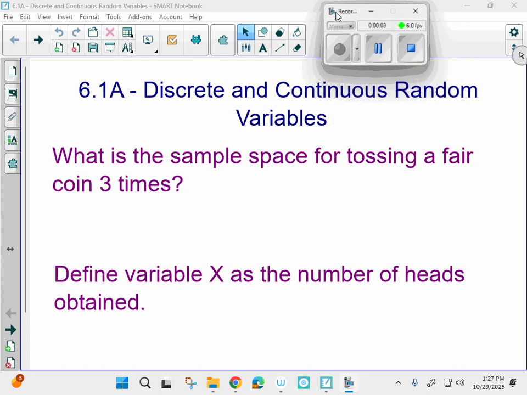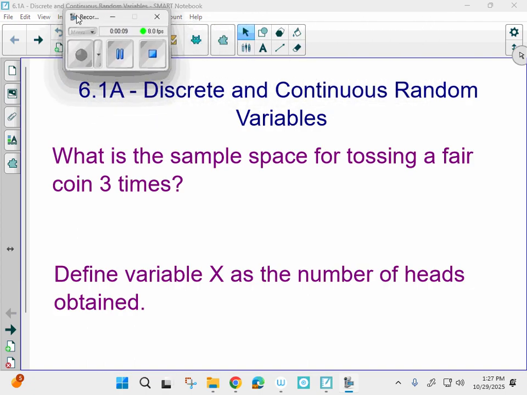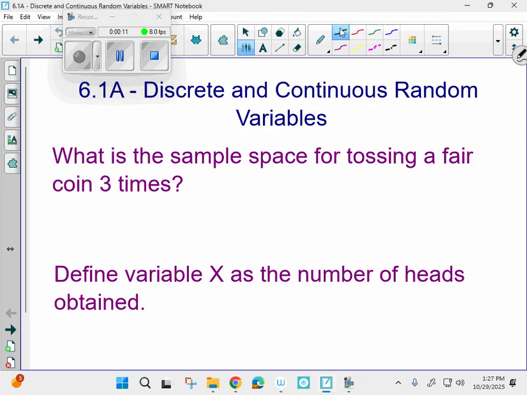So, discrete and continuous random variables. What is the sample space for tossing a fair coin 3 times? If I flip a coin 3 times, what are all the possible outcomes? I could get heads, heads, heads. I could get every combination of 1 tails and 2 heads. So you have to write that out.